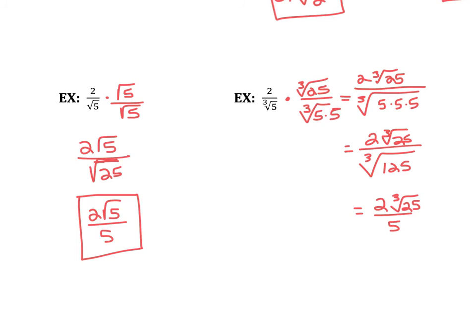All right, so let's take a look at what we have. We have 2 times the cube root of 25 divided by 5. We cannot simplify the cube root of 25 anymore. In other words, there are not factors of 25, one of which is a perfect cube, so we cannot simplify that anymore. And 2 divided by 5, we cannot simplify that anymore as a fraction. So our final simplified answer will be 2 times the cube root of 25, all divided by 5.